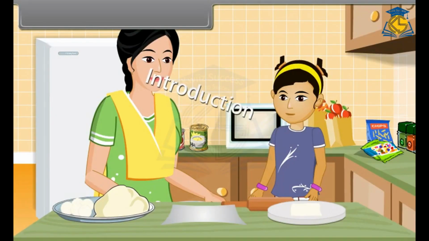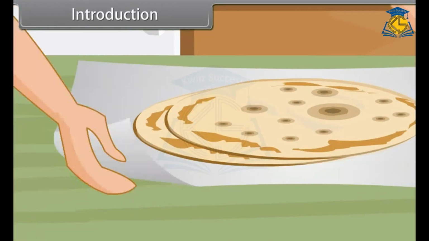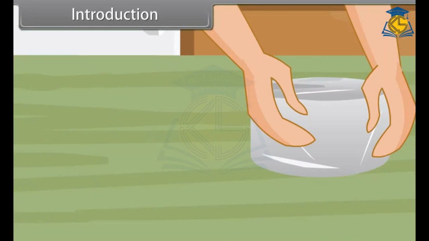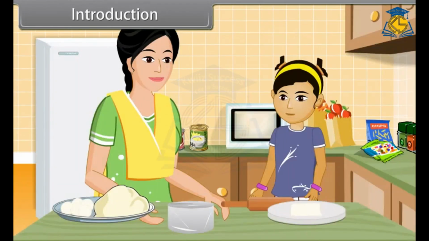Introduction. Today, Ria is working in the kitchen with her mother. Her mother is packing a tiffin box by using a foil. Ria is watching this curiously and asks something to her mother. Mom, what are you doing?